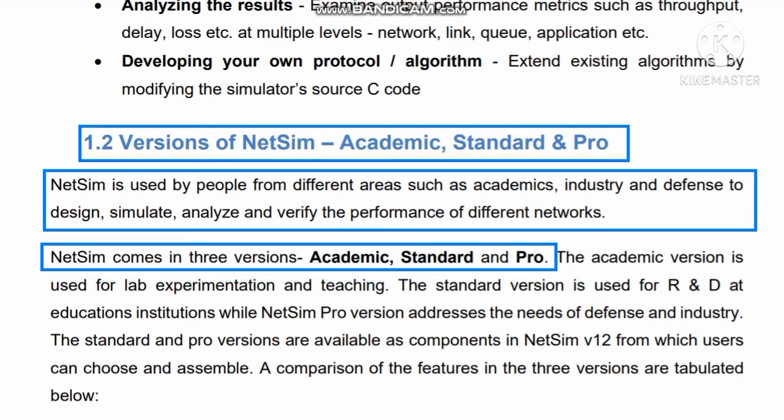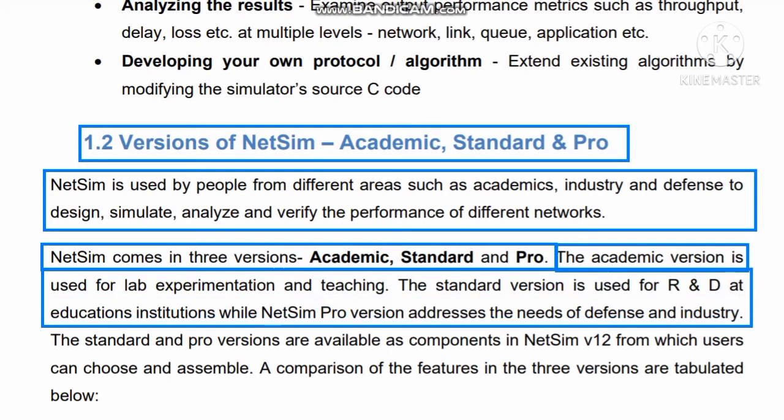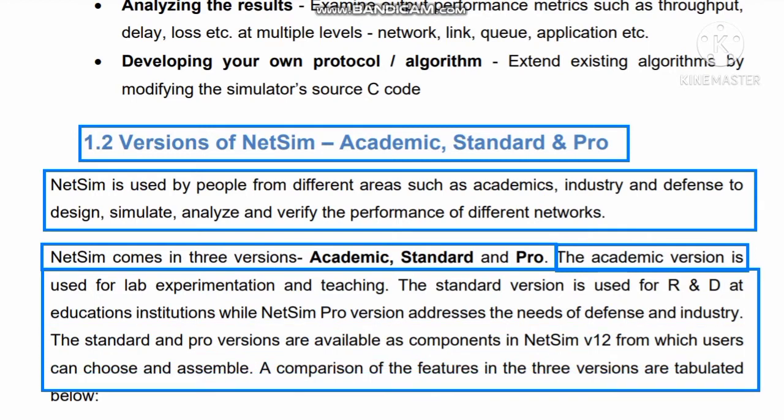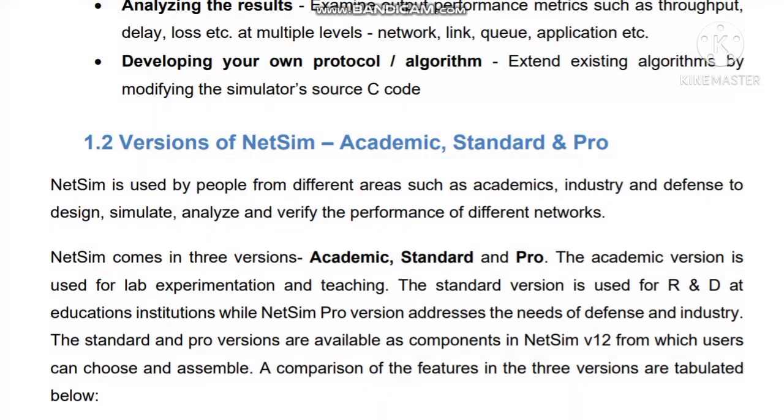NetSIM comes in three versions: academic, standard, and pro. The academic version is used for lab experiments and teaching. The standard version is used for research and development. The standard and pro versions are available as components in NetSIM version 12, from which the user can choose and assemble.